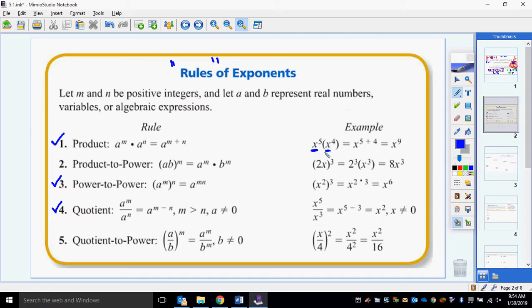When you're multiplying with the same base, you can take the powers and add them, right? Because x to the fifth means x times x times x times x times x, and you're multiplying that times x to the fourth. So how many x's total do you have being multiplied? 9. That's the power rule.